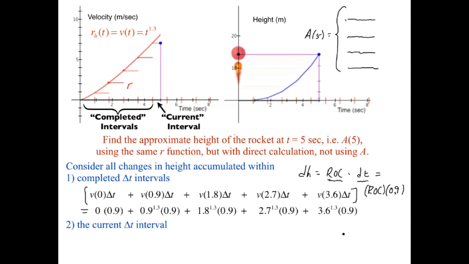Where's the 11.7 coming from? Just represent it notationally, like we're doing. Where's the 11.7 coming from? It's at the blue dot where the current interval ends, and the blue dot meets the line that's coming from the rate of change. So we want this rate of change times this amount of change in time. So how do we represent that rate of change?